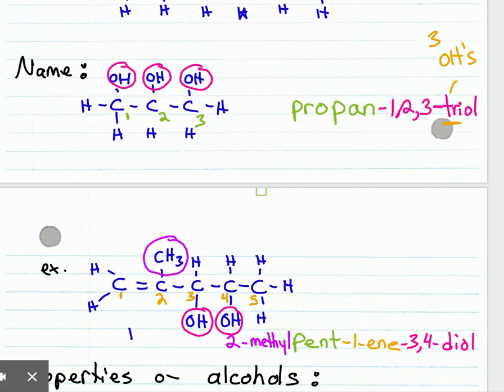So you could make yourself a note in this space if you wanted to, that the double bond gets the lower number.